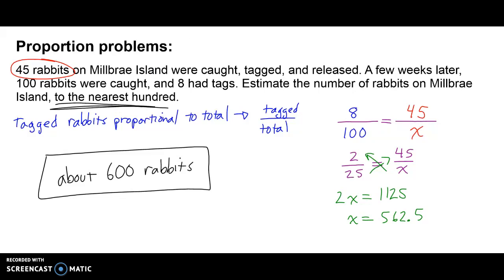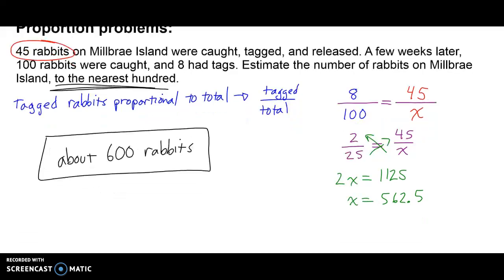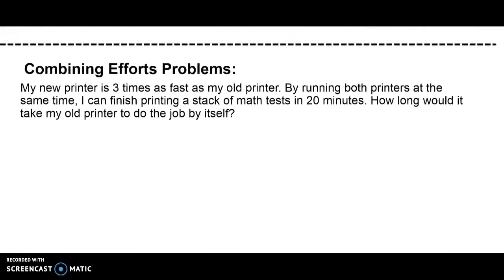So, proportion problems, solving the problem is fairly simple because you have this cross-multiplying shortcut. Okay, next type. The next type of problem is called a combining efforts problem. And this is one that's going to lead to a little bit more challenging equation. The idea here is you're talking about two things that are working together.